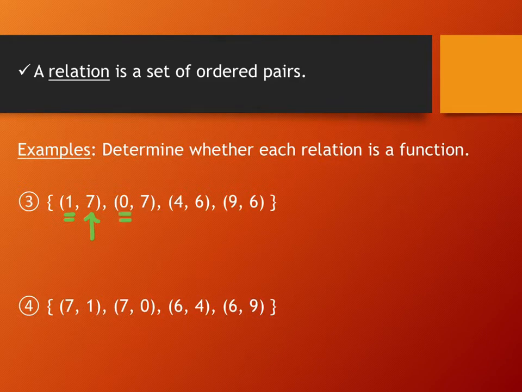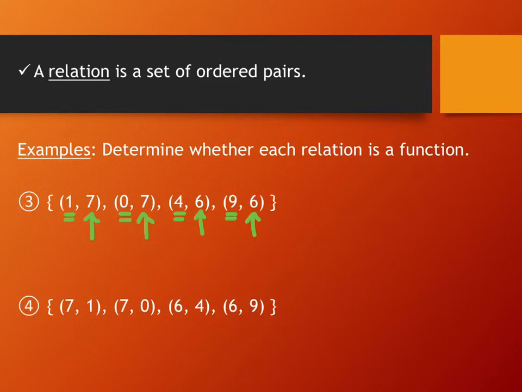X is 0. When x is 0, y is 7. Do I have any other places that tell me x is 0? No. So x is 0 makes that y is always 7. The next one, x is 4, means that y is 6. Do I have any other x is 4s? No. So y is always the 6 when the x is 4. And of course the last one works by default because there's nothing else to check it against.